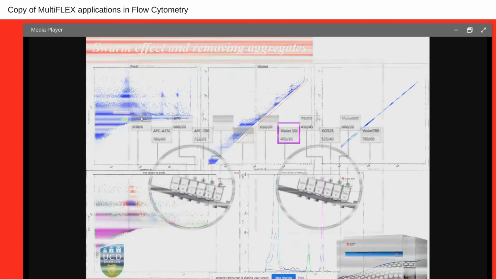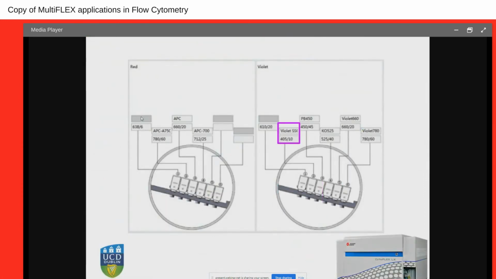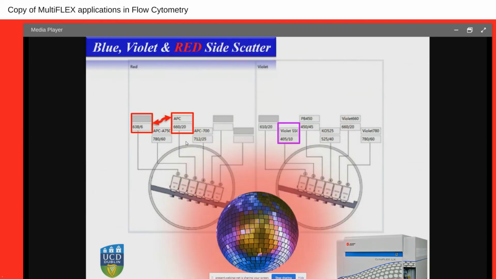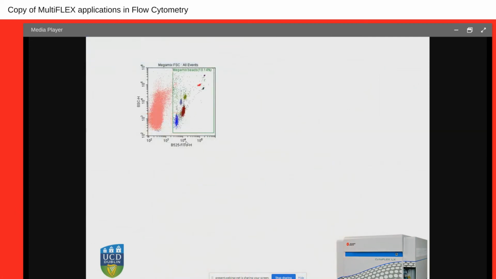The other thing I want to point out is that apart from the violet side scatter here, we have another scatter here, which is coming from the red side scatter. What we can use is this red side scatter and transfer it into any of these detectors here, and then we'll get the red side scatter. Red side scatter, what's that for? Is it an advantage or a disadvantage? You will find out now. And I find that it's a very good advantage.